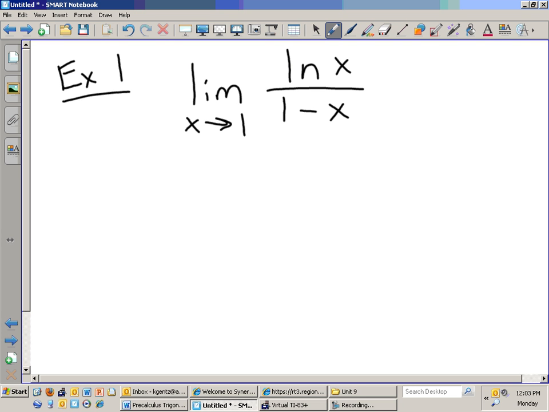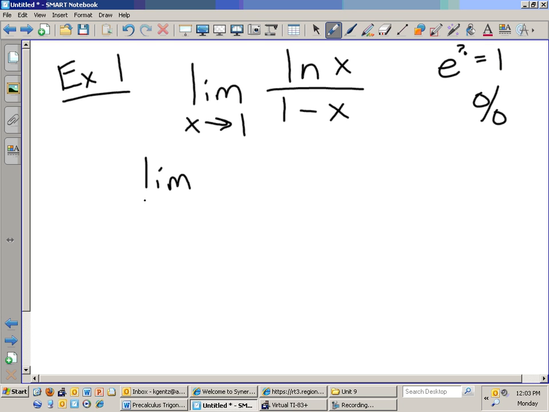As you plug in 1 here, you get 0 in the denominator. How about natural log of 1? Anybody know what the natural log of 1 is? That means e to what power is equal to 1? What power would you take something to get 1? 0. So we do get 0 in the top divided by 0 in the denominator. So in this situation, we can apply L'Hopital's rule because we have a 0 over 0 situation. That's what we have. So let's apply it.